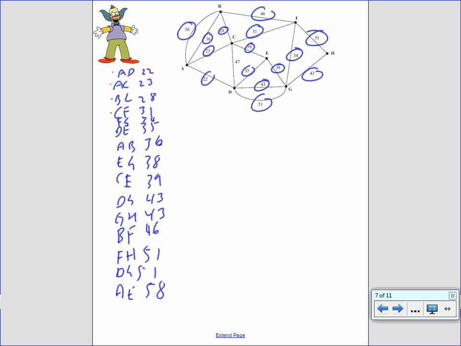1, 2, 3, 4, 5, 6, 7, 8, 9, 10, 11, 12, 13, 14, 15 pathways. 1, 2, 3, 4, 5, 6, 7, 8, 9, 10, 11, 12, 13, 14, 15, 16. Now you're circling things really well, because you can see which one you haven't circled. 47, fantastic. D to C, 47. Oh, I would have missed that. Right, we're ready to add.